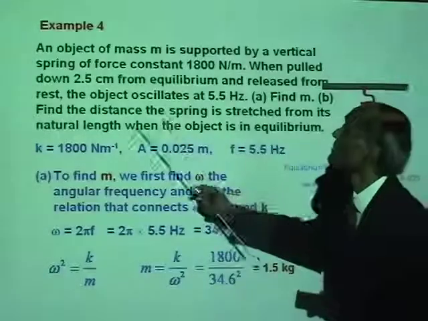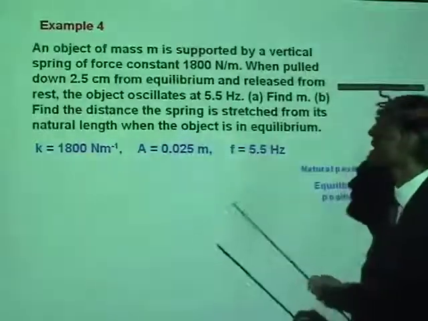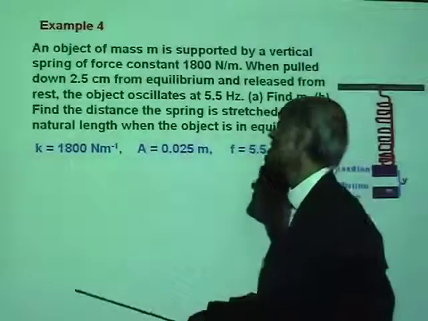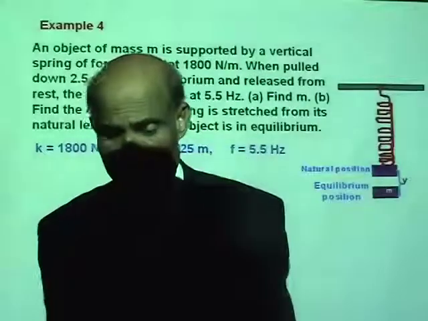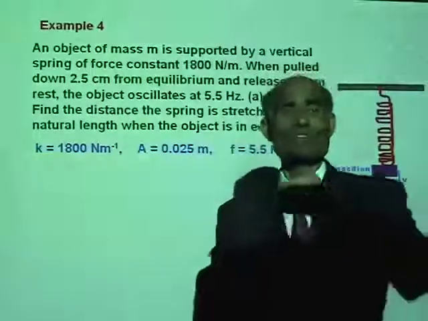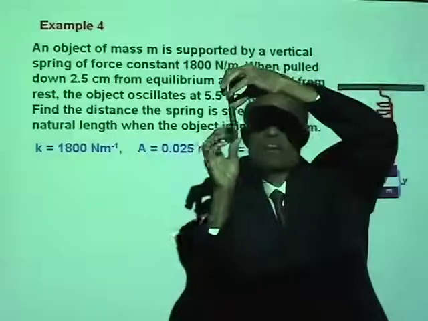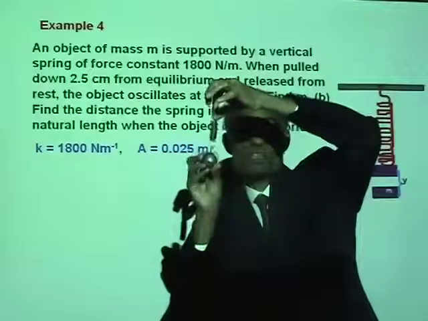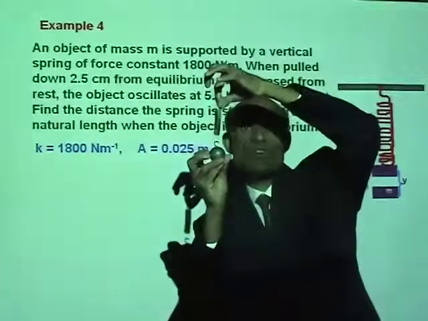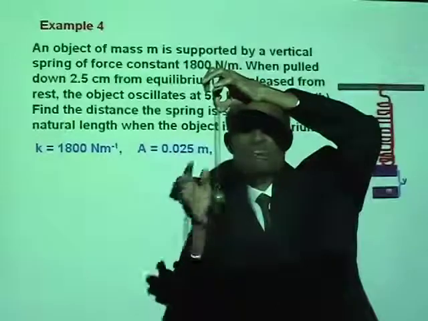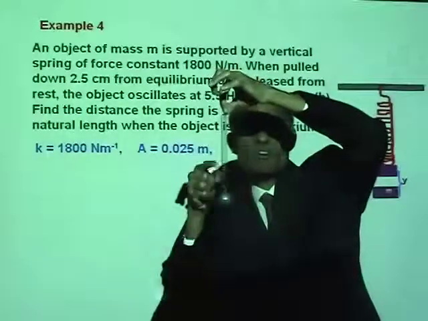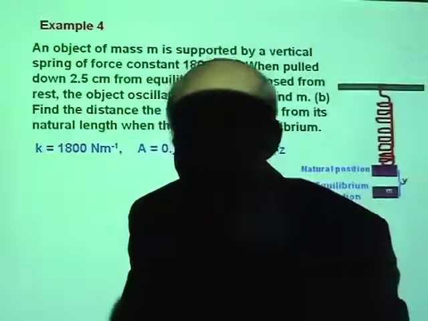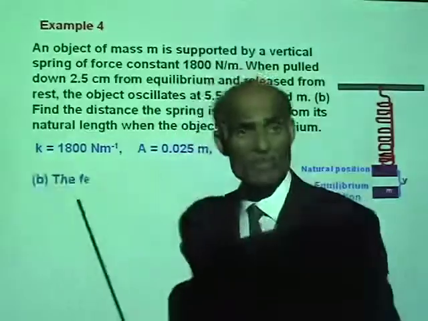Okay, let's now go to B part. Find the distance the spring is stretched from its natural length when the object is in equilibrium. That's simple, isn't it? Because the spring is stretched by a force. What is the force stretching the spring? The force stretching the spring is the weight of this mass. That means we will be able to say F, the stretching force, equal to K times the displacement. Is that right? I think so.